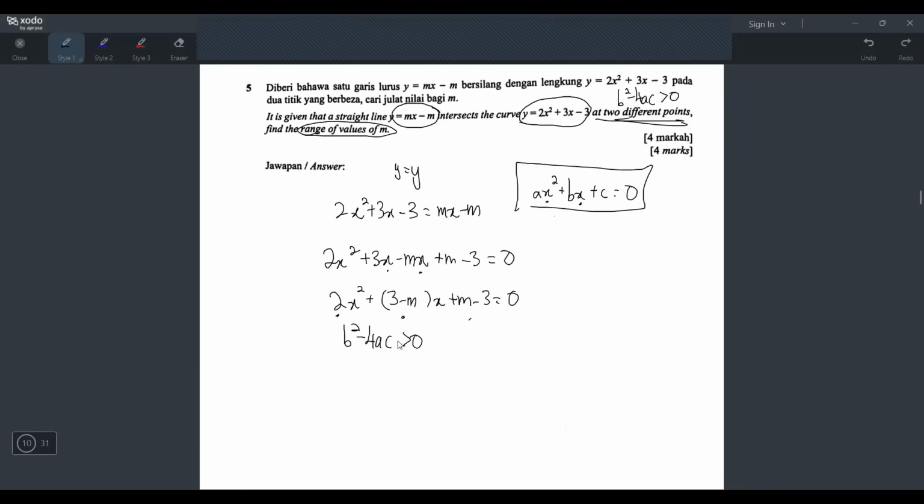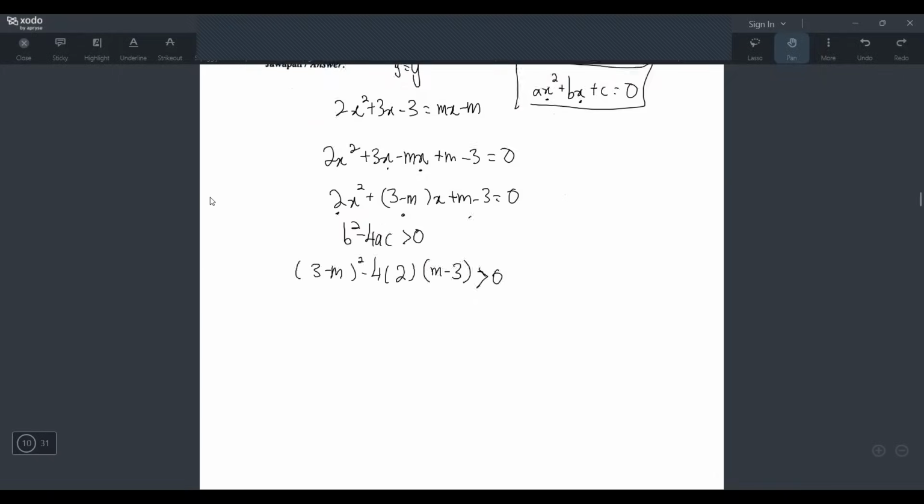Why bigger than 0? Because two different points. Okay, two different points, right? If it touches at 1 point, then b squared minus 4ac equals 0, right? But this one is bigger than 0. So now I will just substitute my b, my a, and my c, bigger than 0. Okay, my b is 3 minus m, my a is 2, my c is m minus 3. So just expand this whole thing.